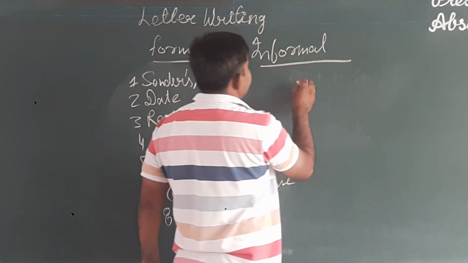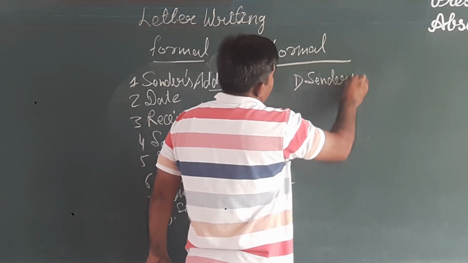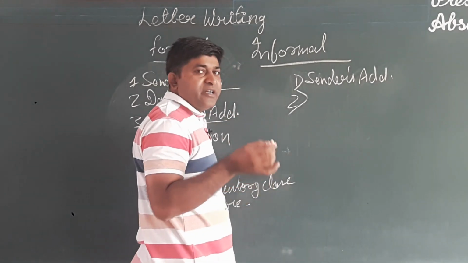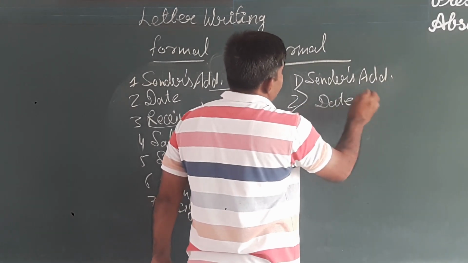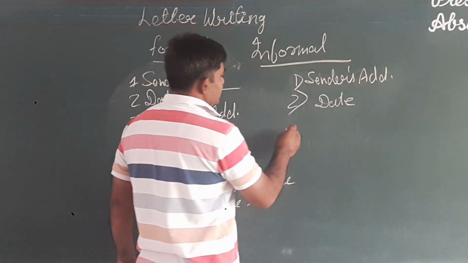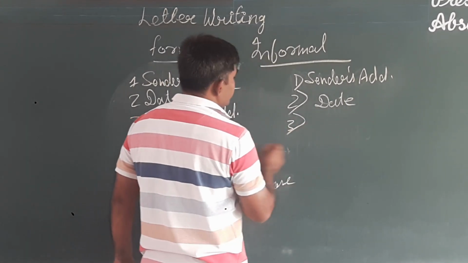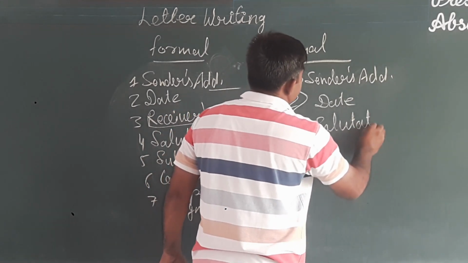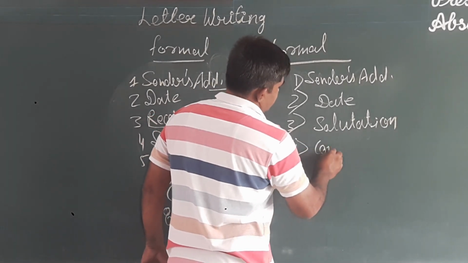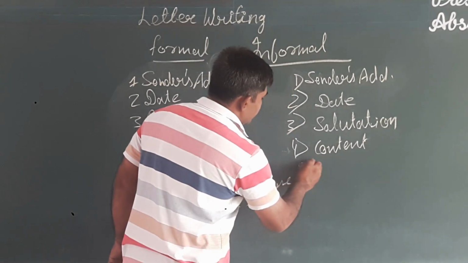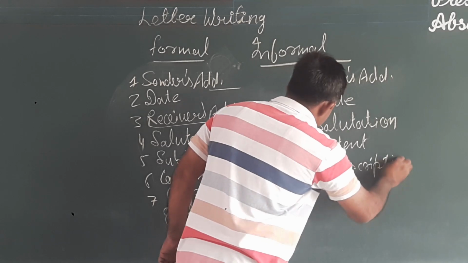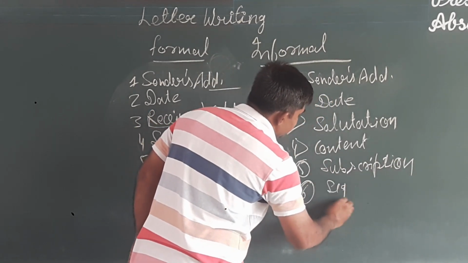Now let us take the parts of the informal letter. Number 1, the sender's address will be the same. Sender's address. We shall skip writing the receiver's address, but we shall definitely put the date, and it is mandatory to leave one line space before and after mentioning the date. Then salutation, then we shall skip the subject and we shall write the content. At number 4, we shall write the content, and at number 5, we shall put the subscription. And at number 6, we shall put a signature.